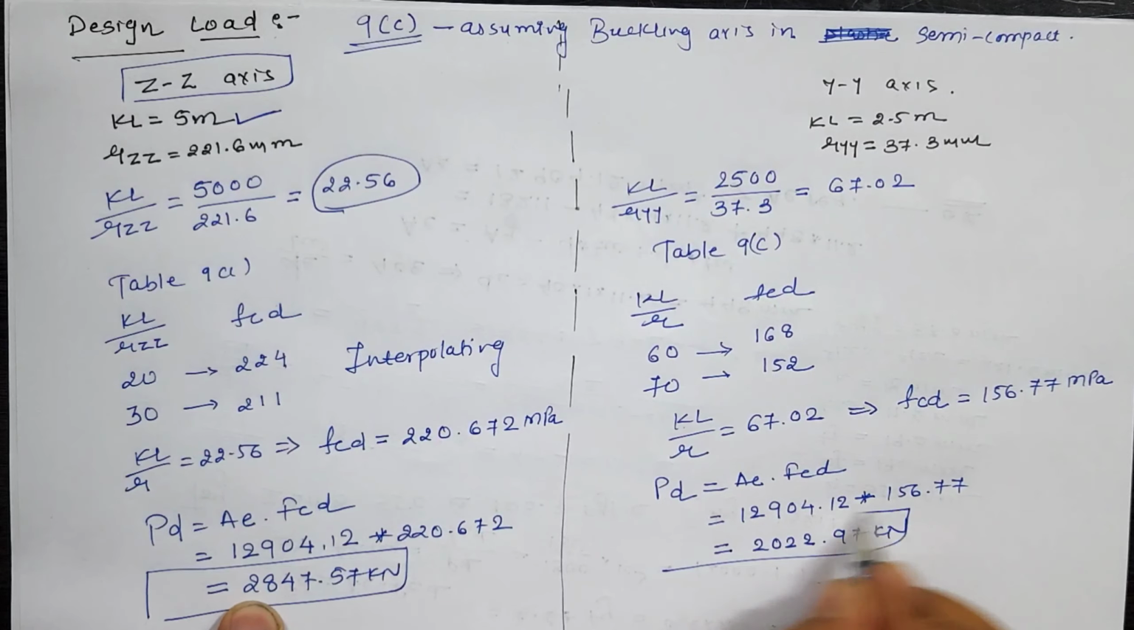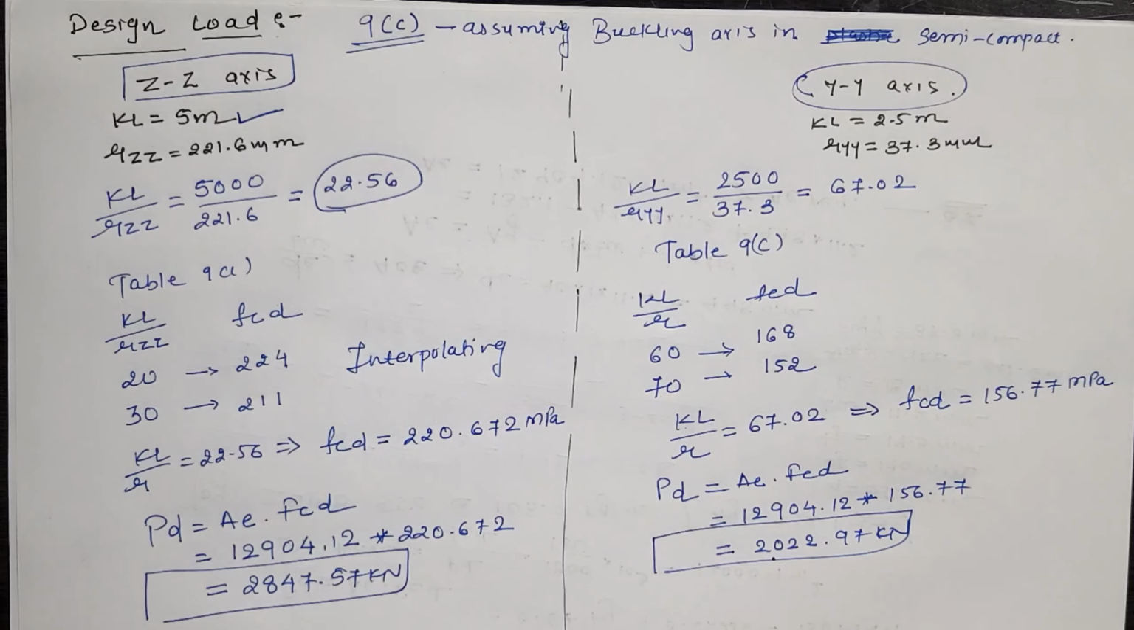So one can calculate the design load with respect to any axis of the column by analyzing the buckling class classification.